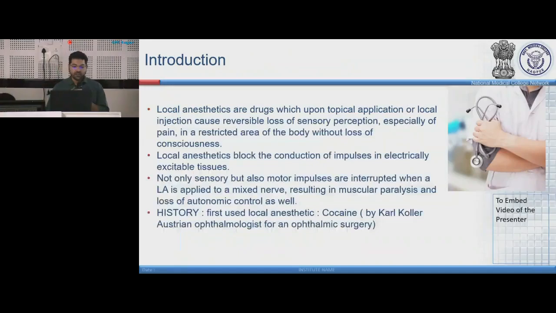Local anesthetics are drugs which upon topical application or local injection cause reversible loss of sensory perception, especially of pain, in a restricted area of body without loss of consciousness. Local anesthetics block the conduction of impulses in electrically excitable tissue. Not only sensory but also motor impulses are interrupted when a local anesthetic agent is applied to a mixed nerve, resulting in muscular paralysis and loss of autonomic control as well. In history, cocaine was first used by Karl Koller, who was an Austrian ophthalmologist.